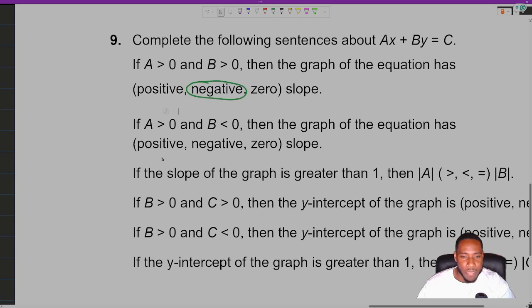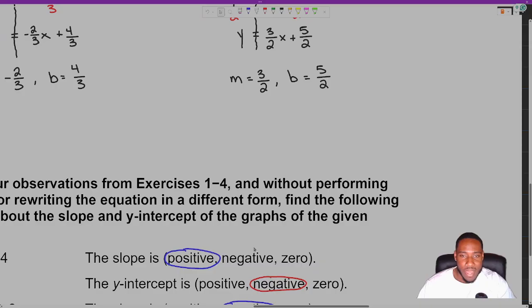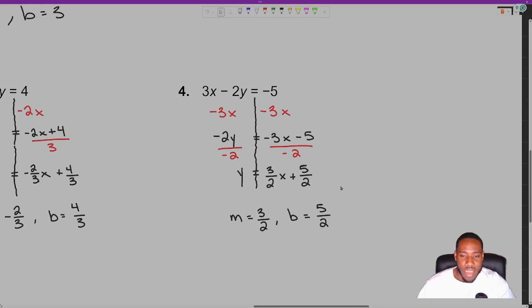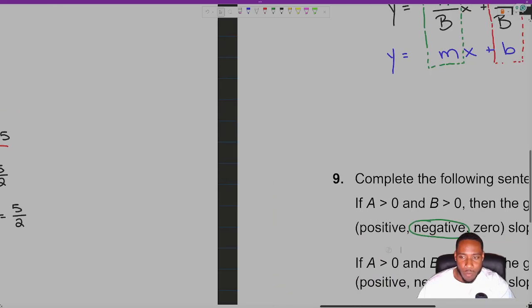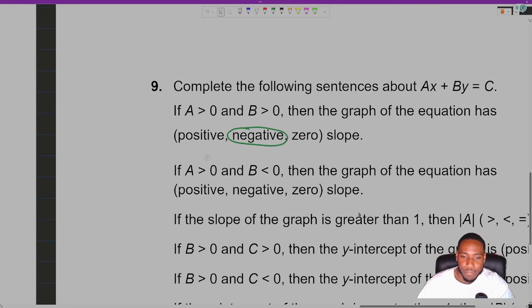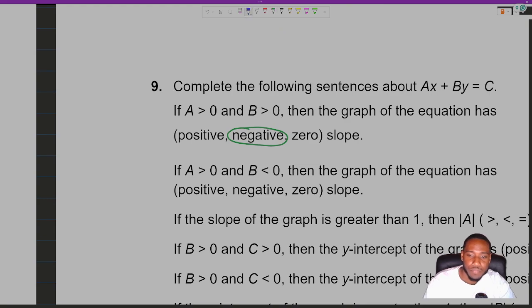Going on to the next one, if a is greater than 0 and b is less than 0, then the graph of the equation has a positive, negative, or 0 slope. So now we're going to look through our worksheet for where a is greater than 0 and b is less than 0. And you can look over here at number 4, right? A is 3, b is negative 2. And so when we had that set up, what we saw was that our slope ended up being positive. So, for that one, we would pick a positive slope.